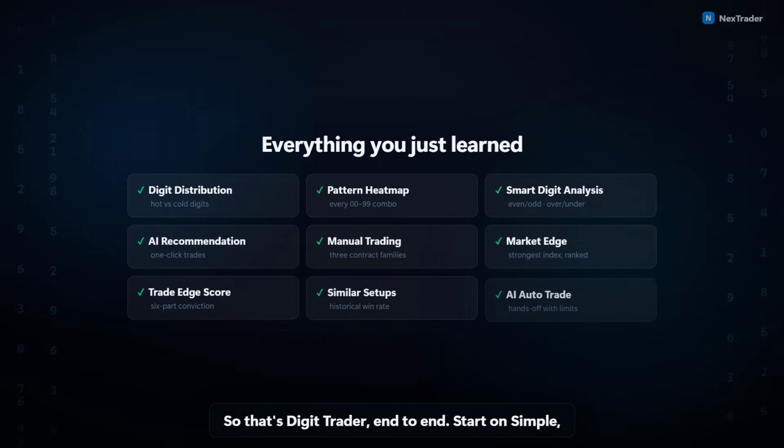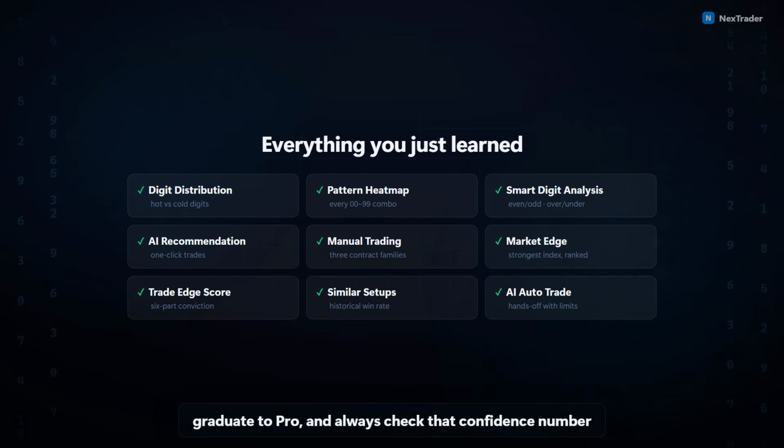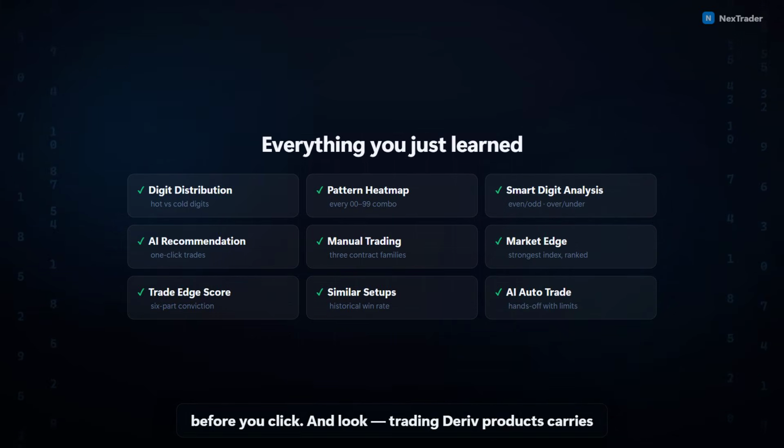So that's Digit Trader end to end. Start on simple, graduate to pro, and always check that confidence number before you click.